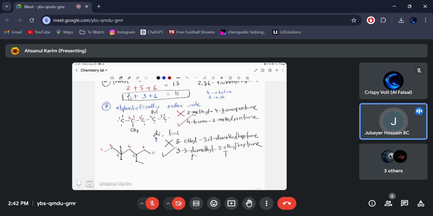We have to include the prefix, like di and tri. Yes, it's very important, otherwise how would you understand how many methyl groups there are? You have to include di, tri, or tetra. Should we consider D and E or M and E? Here you have to consider D; we have to consider D here. Whichever comes first alphabetically, consider that. That's it.